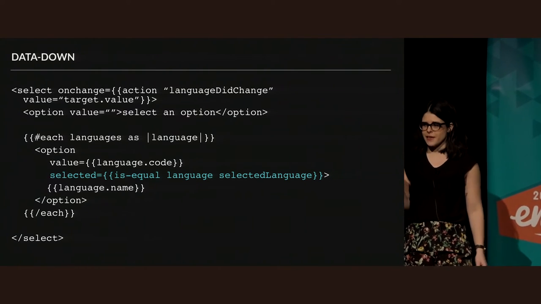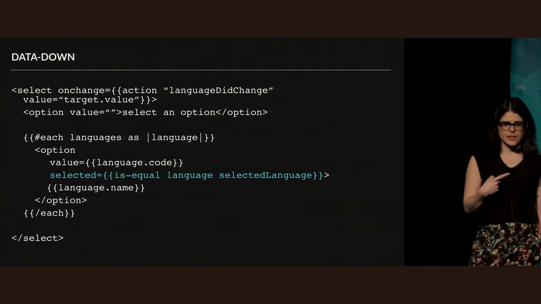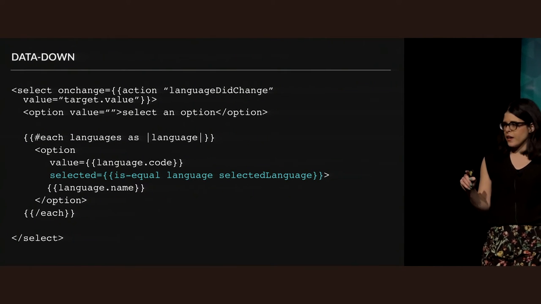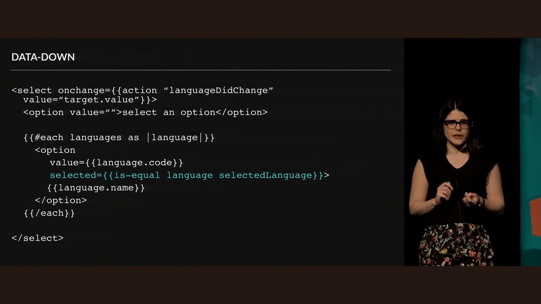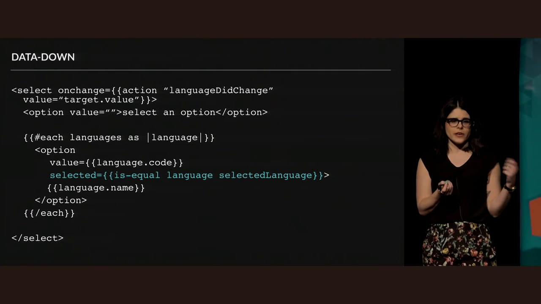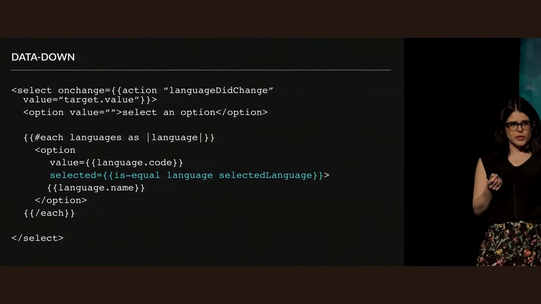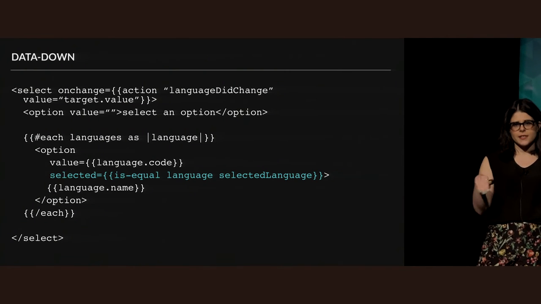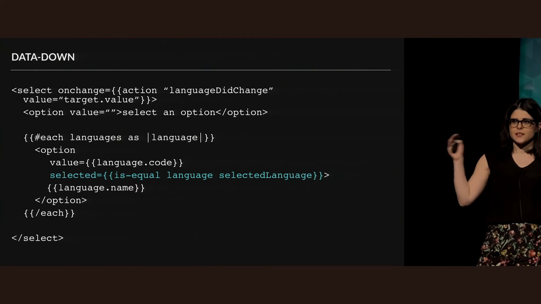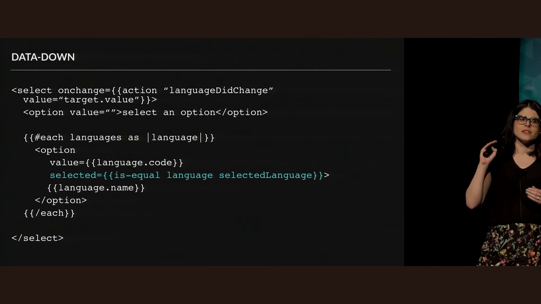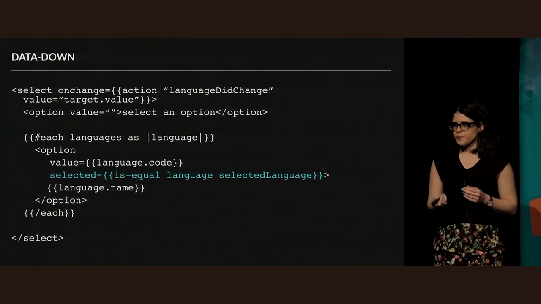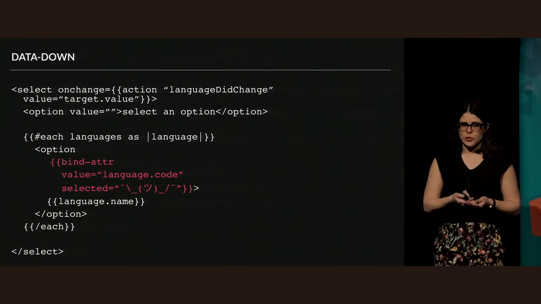But HTMLBars is sophisticated enough now that we can do something like this, where I'm going to set the selected attribute equal to some curlies. And you can write a really simple is equal helper here that just compares the two things that you give it. And we'll ask this is equal helper if the current language in the iteration of our loop is equal to the selected language that we're passing in. And that's going to return a Boolean. And it's smart enough to know to either render out that selected attribute or not, depending on what your curly evaluates to.